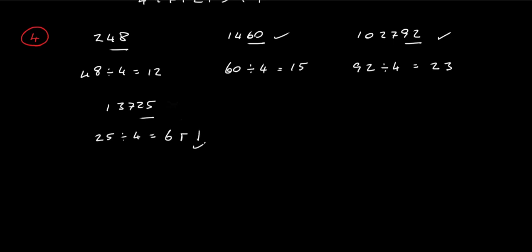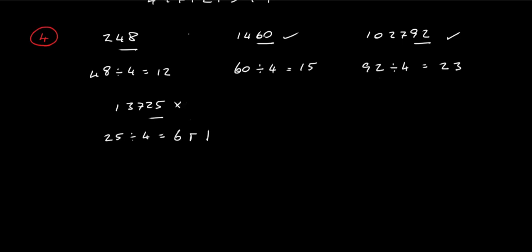So we do have a remainder here, so that means 25 is not divisible by 4. That means this number here is not divisible by 4. Okay, so the reason for this is if we take, for example, the number 23,584, we can see that this number is divisible by 4 because 84 is divisible by 4.